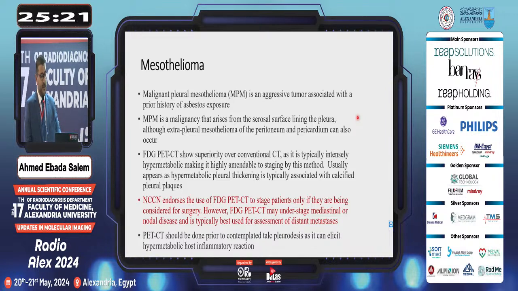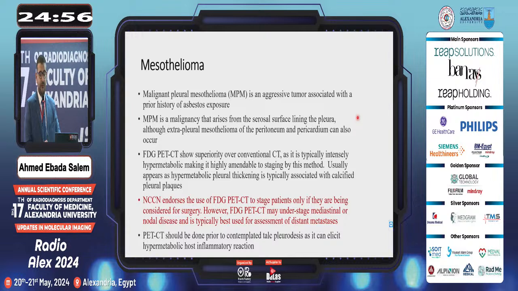FDG PET-CT is superior to CT for evaluating disease burden because mesotheliomas are usually avid on PET-CT. However, PET-CT is only ordered if the patient is considered to be surgically resectable. The NCCN endorses the use, as we said, of the FDG PET-CT for patients who are considered to be surgically resectable.